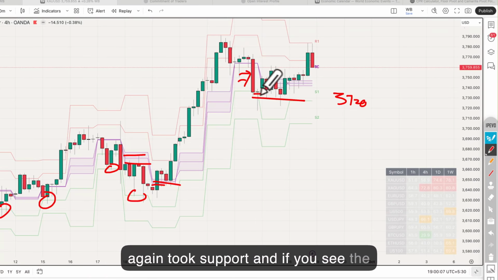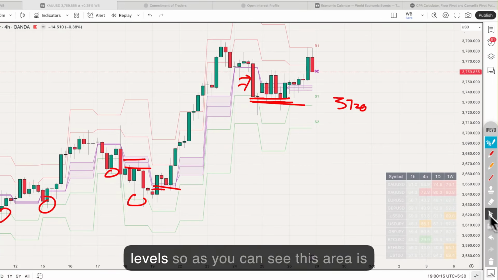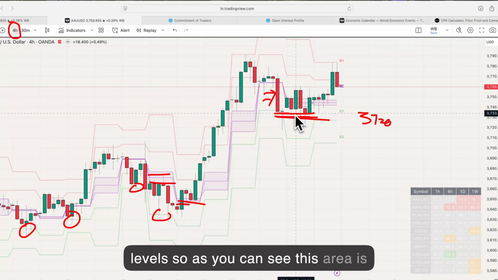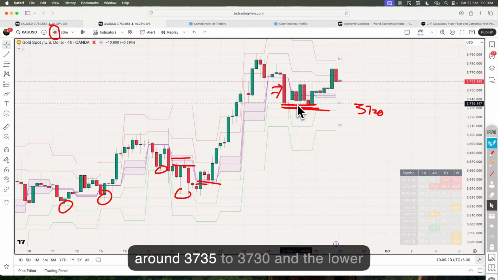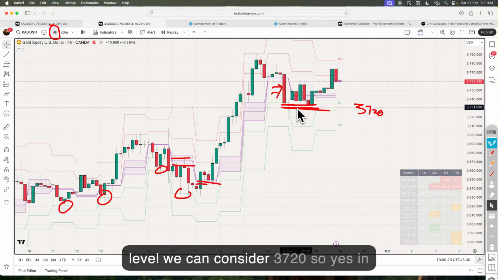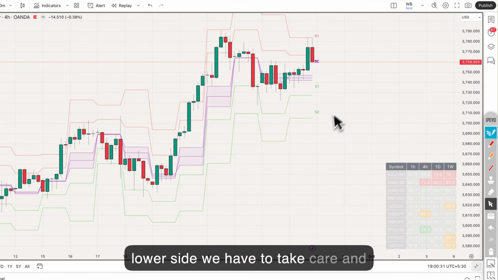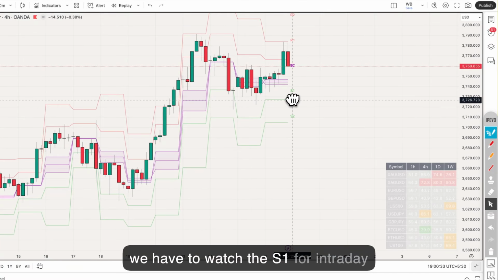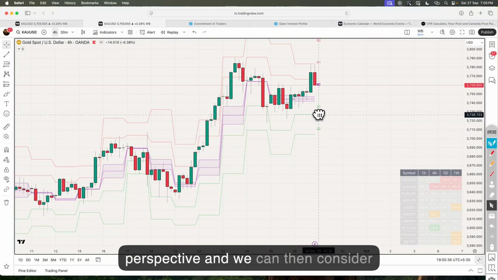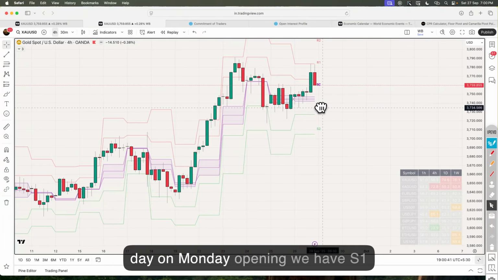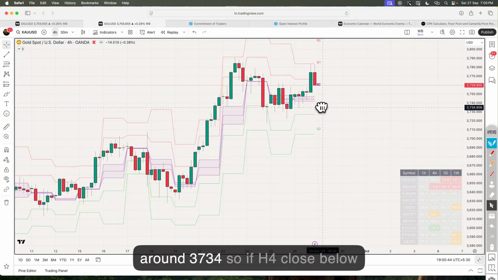Let me show you the levels. As you can see, this area is around 3735 to 3730, and the lower level we can consider 3720. So on the lower side we have to watch S1 from an intraday perspective, and then consider the next move, because for Monday's opening we have S1 around 3734.